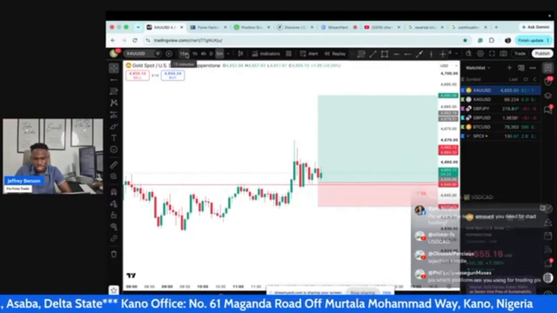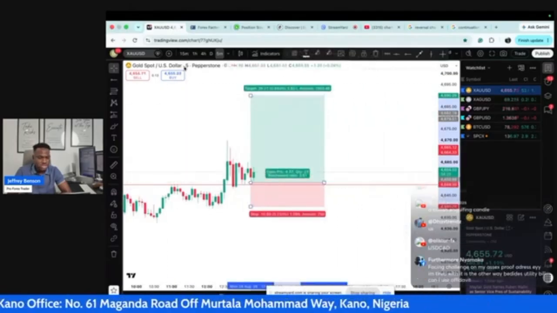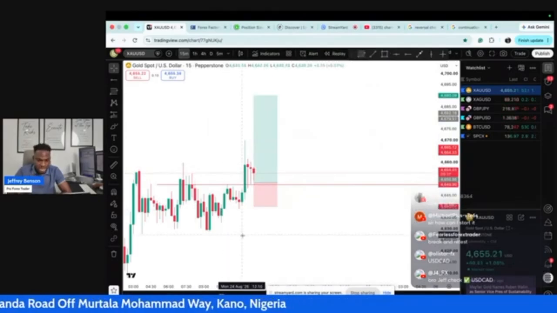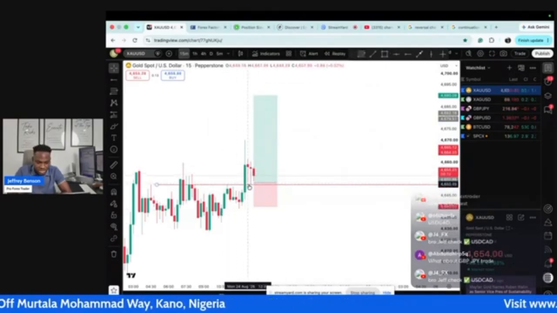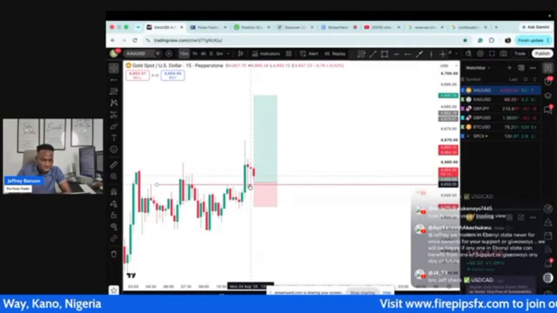Okay, let's give it some more time. No rush. What I need to see is a slight tap off of my zone. Like the way here has been tapped, here has also been tapped. Last week, I talked about zones.